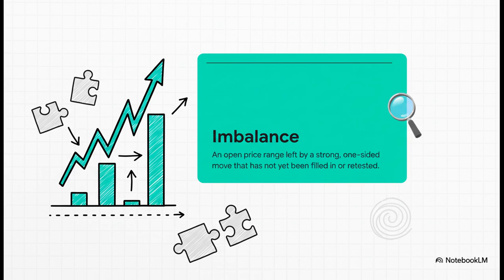And our final clue is something called an imbalance. So when the market just rockets in one direction with a ton of force, it can actually leave behind a gap in the price action. It's like an area that was traded really inefficiently. This creates a kind of vacuum, some unfinished business that the market often feels a strong pull to go back to and fill in.